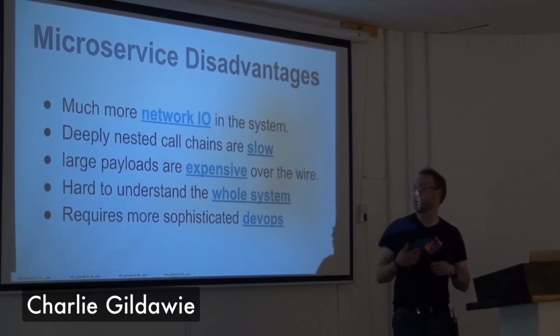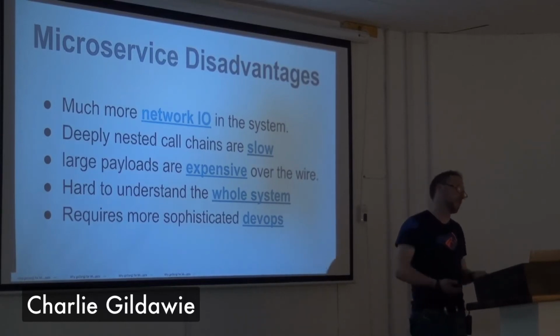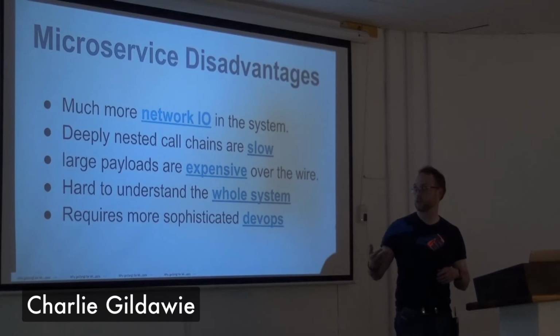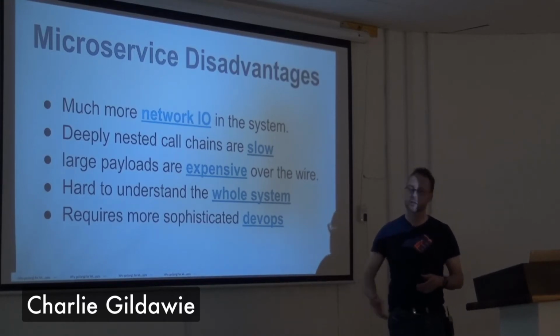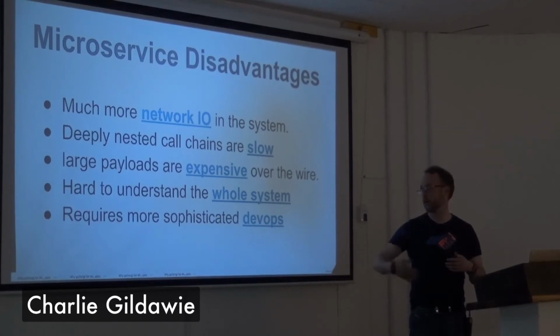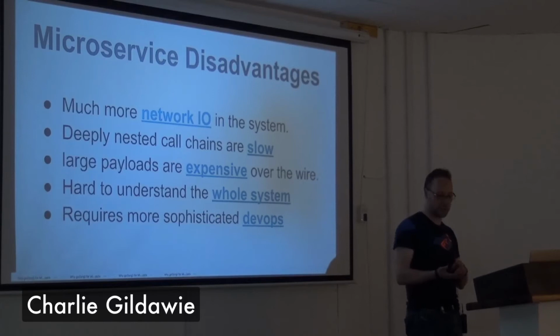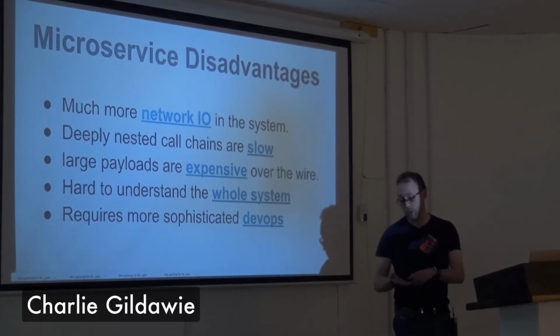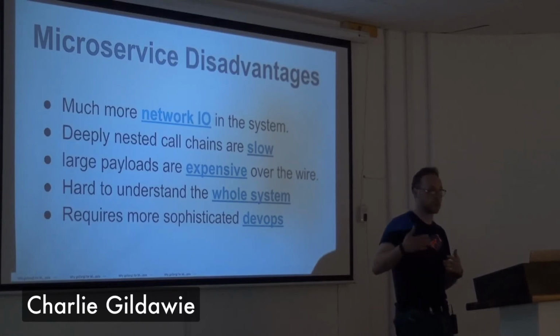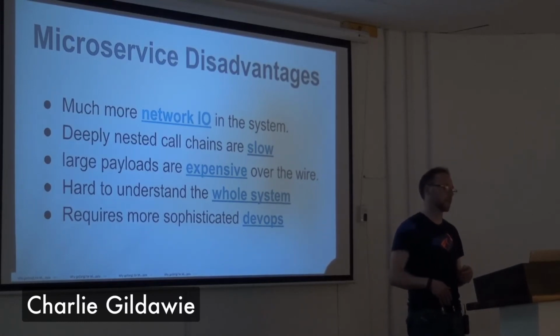However, all is not rosy. There are a whole bunch of disadvantages to microservices. Suddenly, you have much more network I/O in the whole system. Before, the call to your name changer service was in your same process, and you just called it. Now that's actually a network call over the wire. Deeply nested call chains are slow. So if your service A calls service B, which calls service C, which calls service D, each of those is a network call, and each of those are slower than it would be in process.